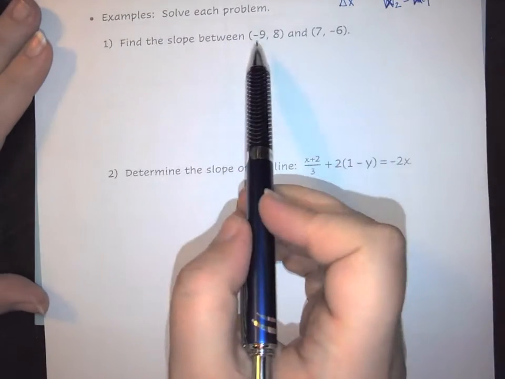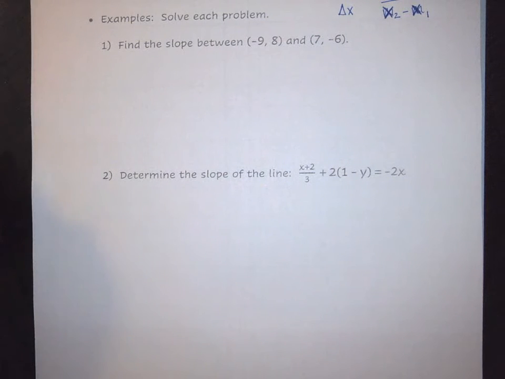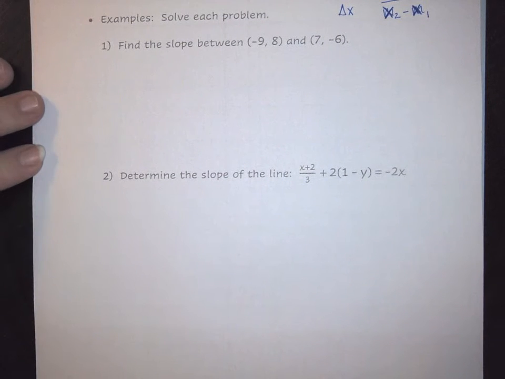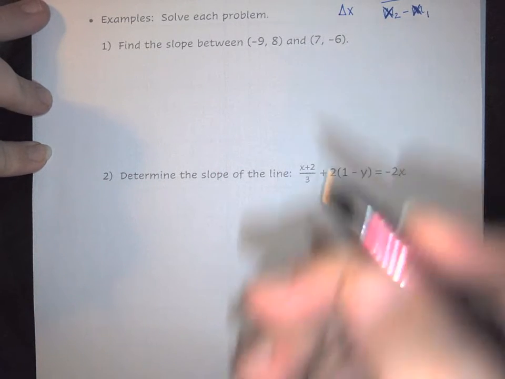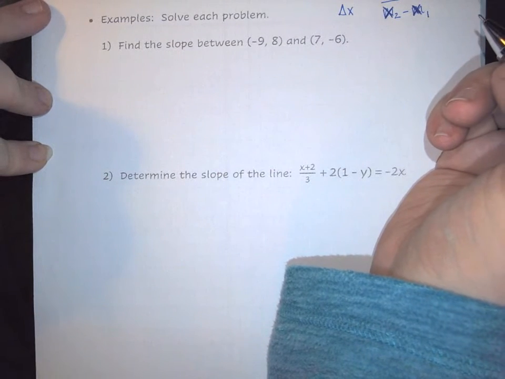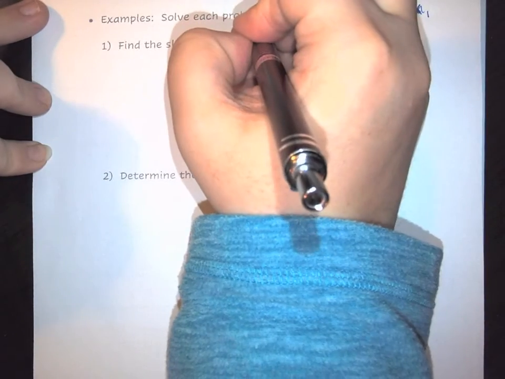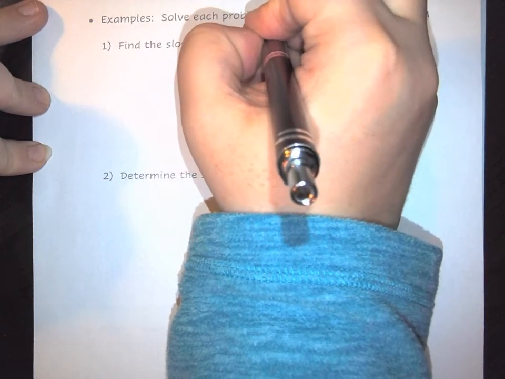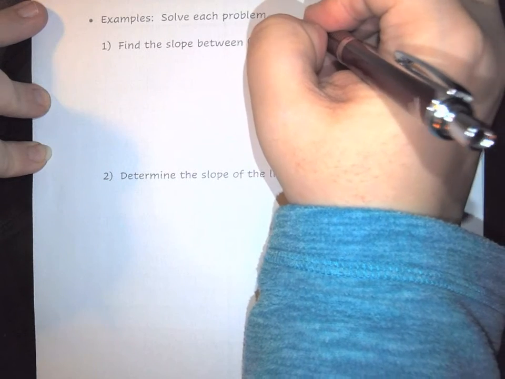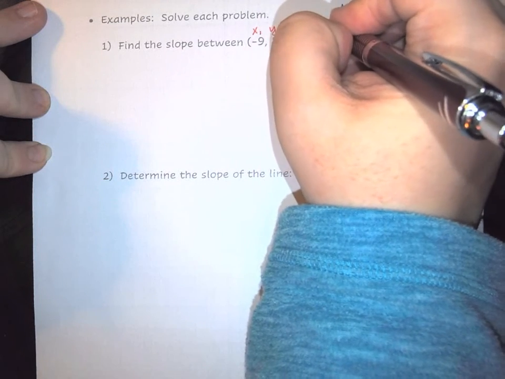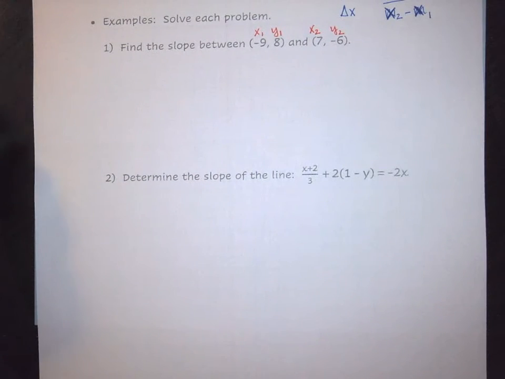So here I've got these 2 points, and the first thing that you always want to do with your points is identify which one you want to be x1 and y1, and it really doesn't matter. So let's go ahead and choose x1, y1 to be the first point. That means x2, y2 is going to be the second point. And then we're going to plug that into your formula.